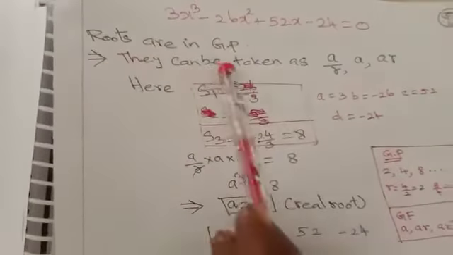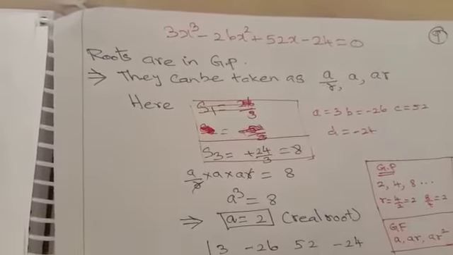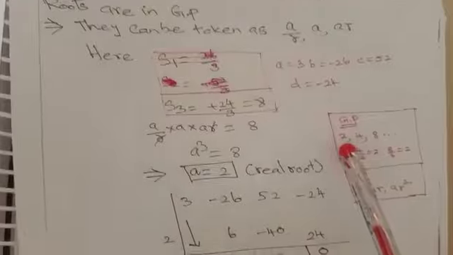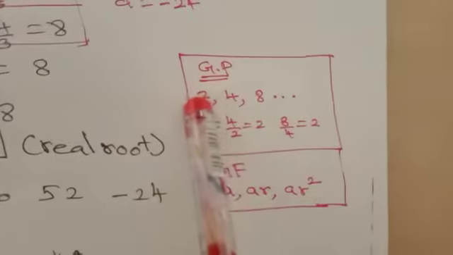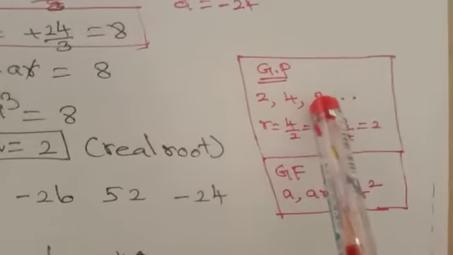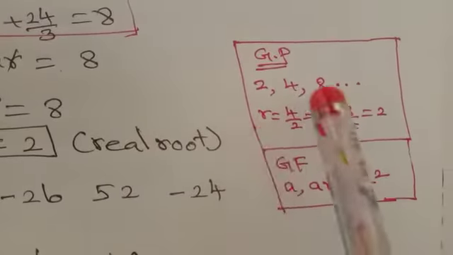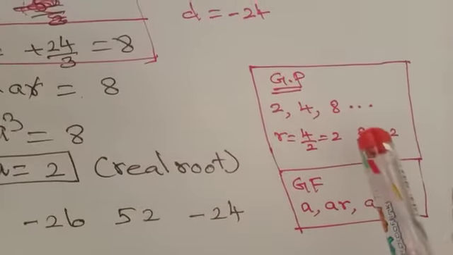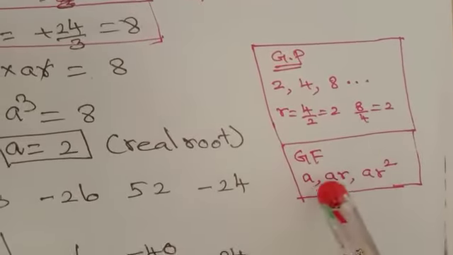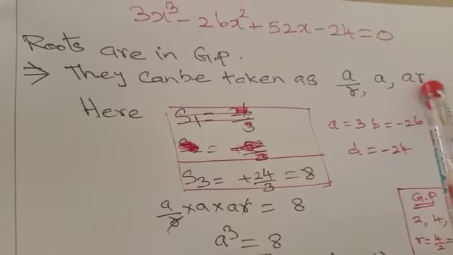So they can be taken as a by r, a, ar. Because what is GP? You consider this one: 2, 4, 8. When you multiply 2 by 2, you will get 4, 4 by 2, 8. So this is called GP. So here what is r? Second term by first term equal to 2, or third term by second term. So the general form is a, ar, ar square. So why are we taking a by r, a, ar? Now I will tell you.